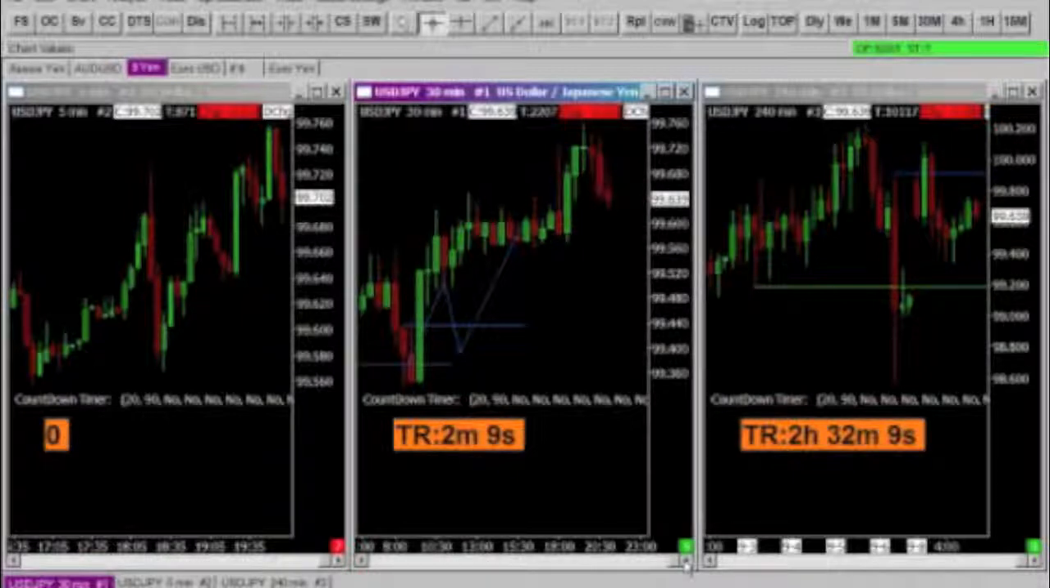So we just wanted to show you how this works, show you that it works, not after the fact, not in hindsight, but actually in real time. And we just wanted to close out the trade with a profit of 10 pips.